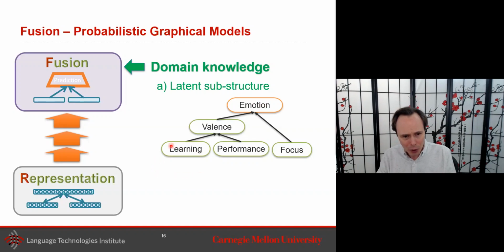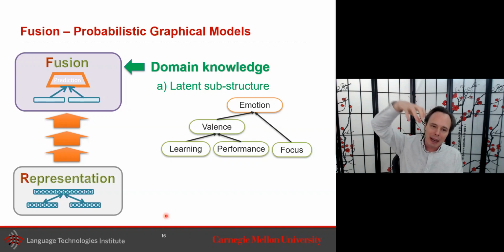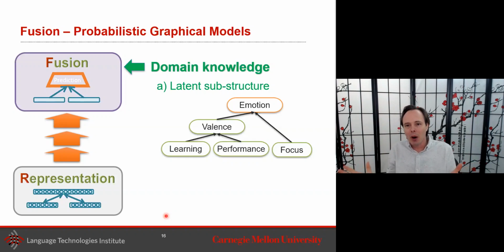Now, how do I infer learning, performance, and focus? This is where representation learning comes in. And that's why, when I think of graphical models and neural networks working together, graphical models make more sense on the later part, closer to the label, because that's where you would like to put the domain knowledge. And for the more high-dimensional input data, let's be data driven and use the really good infrastructure we have in neural architectures to get a better representation.